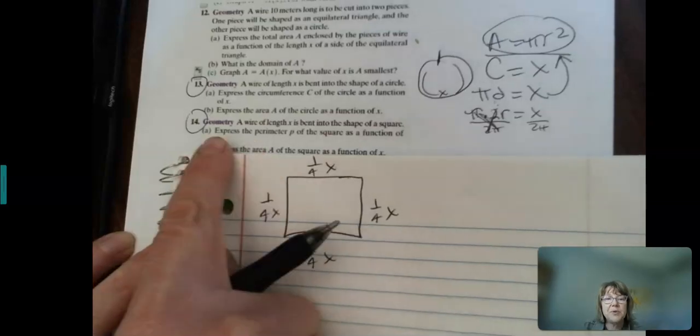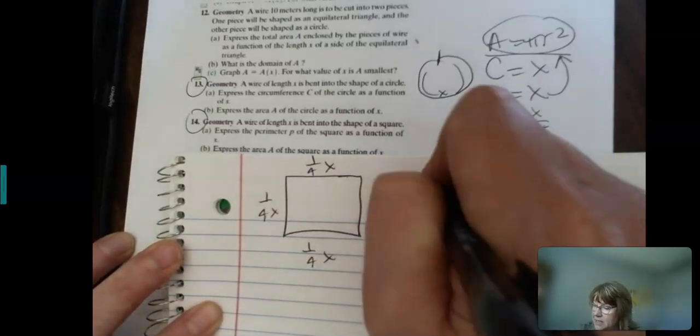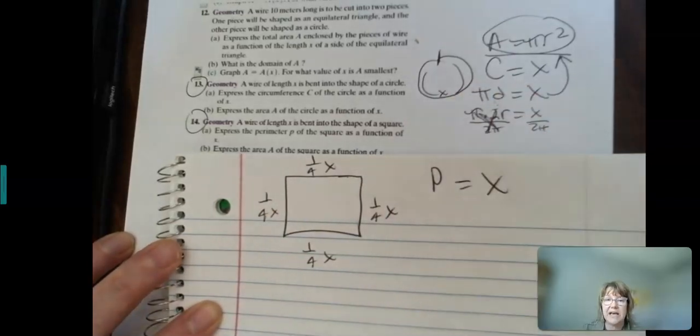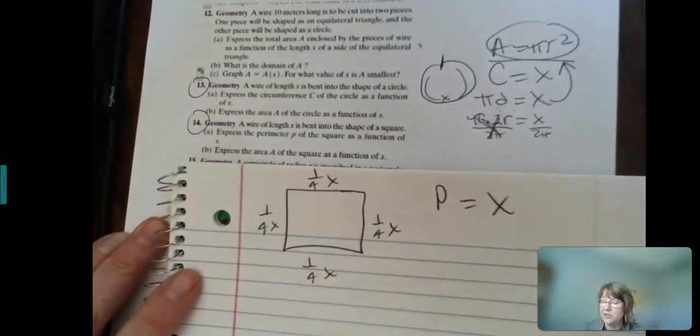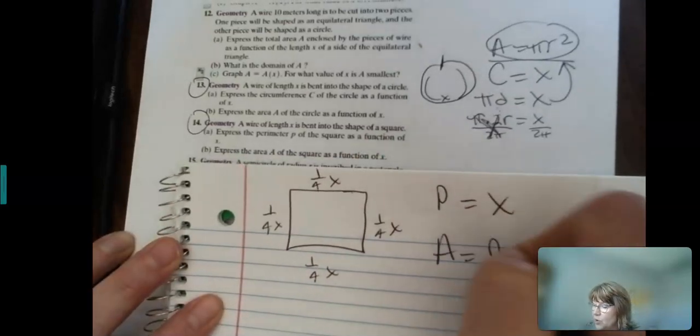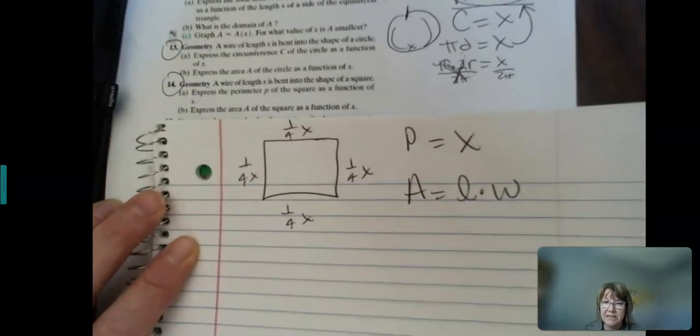What does the first part ask for? Perimeter. We know perimeter is when you add up all the side lengths, so I know the perimeter is equal to x. Now the area of a square. The area of a square or a rectangle is length times width, or base times height.